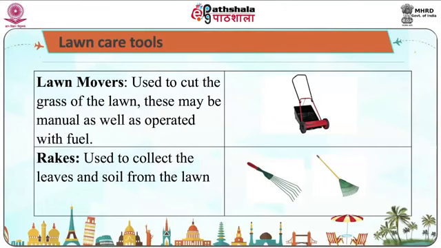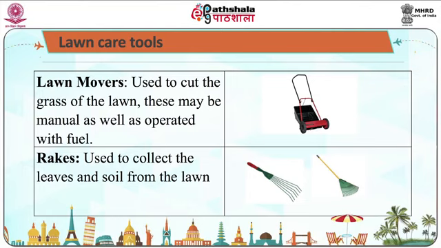Lawn care tools. These tools are used for the maintenance of the outdoor gardens. These products include lawn mowers. Lawn mowers are used to cut the grass of the lawn. These lawn mowers may be manually operated or machine operated also. You can see a picture of a manual lawn mower.